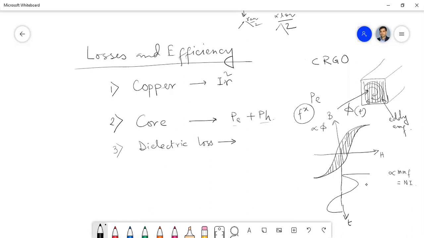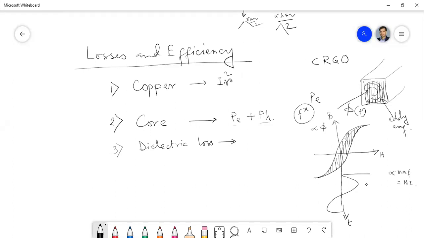Sir, once more, can you just repeat all the materials so that I can see whether I have noted everything? Which one? Sir, all the dielectric materials that you just said, can you please repeat it once more? Just the material names.